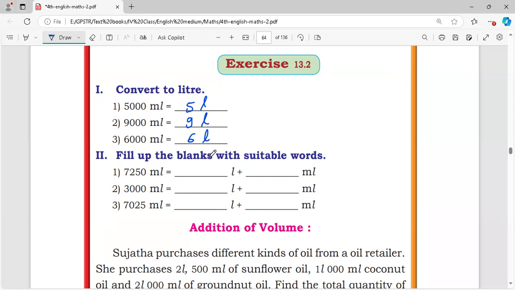Fill up the blank with the suitable words. 7250 milliliter means 7 liter, 250 milliliter. 3000 milliliter is 3 liter, 0 milliliter. 7025 milliliter is 7 liter, 25 milliliter.